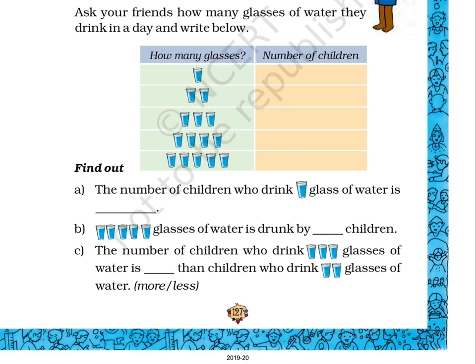Row 5. Column 1 has a picture of 5 glasses of water and column 2 has space for writing number of children who drink 5 glasses of water in a day.